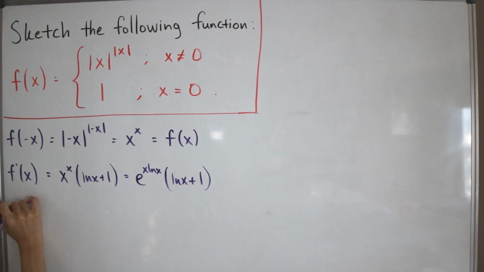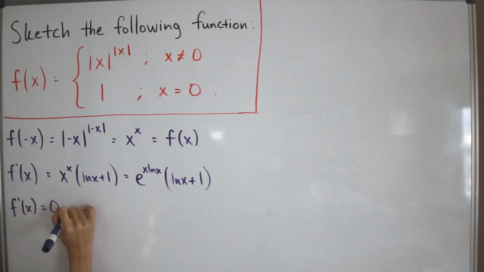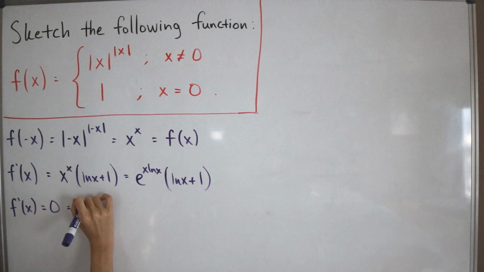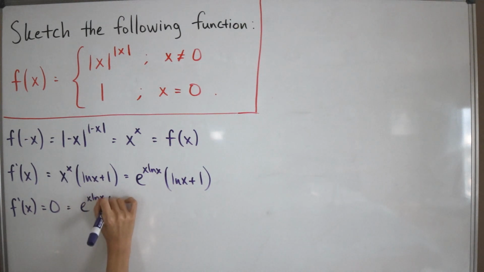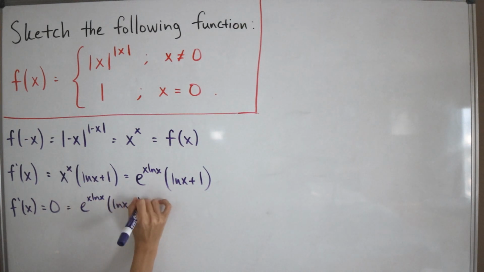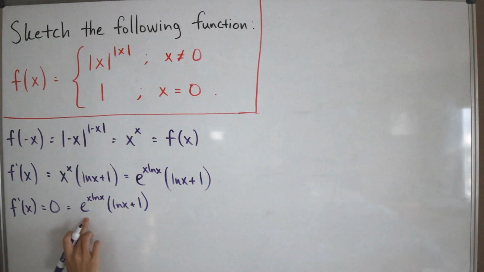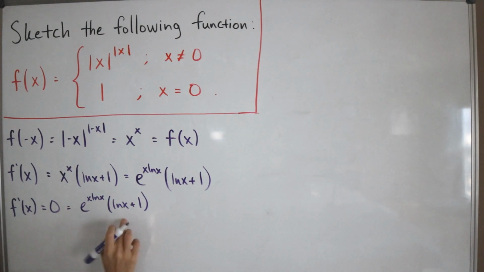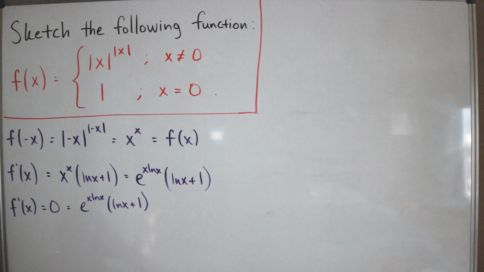So f prime of x is equal to 0, which I'll put as the same thing: e to the power x times ln of x, and then ln of x plus 1. We have to show that e to the x times ln of x is equal to 0, and ln of x plus 1 is equal to 0. Although that saves the trouble, because no solution exists for e to the power x times ln of x, because it's a strictly increasing function, so nothing approaches 0. So in other words, no real solution exists there.